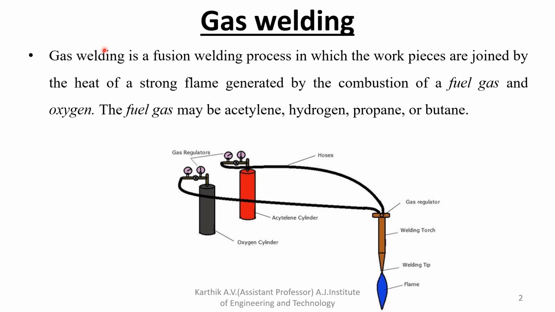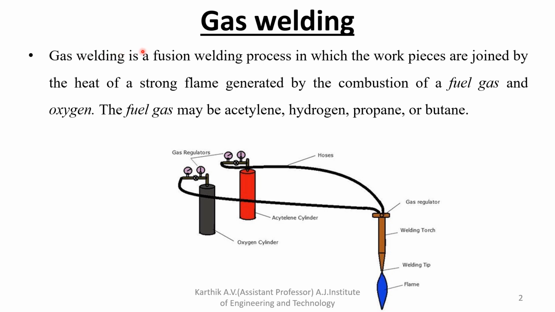Gas welding is a fusion welding process in which the workpieces are joined by the heat of a strong flame generated by the combustion of fuel gas and oxygen. The fuel gas may be acetylene, hydrogen, propane or butane. Here you can see two different gases are used. One is acetylene gas, the second one is oxygen gas.